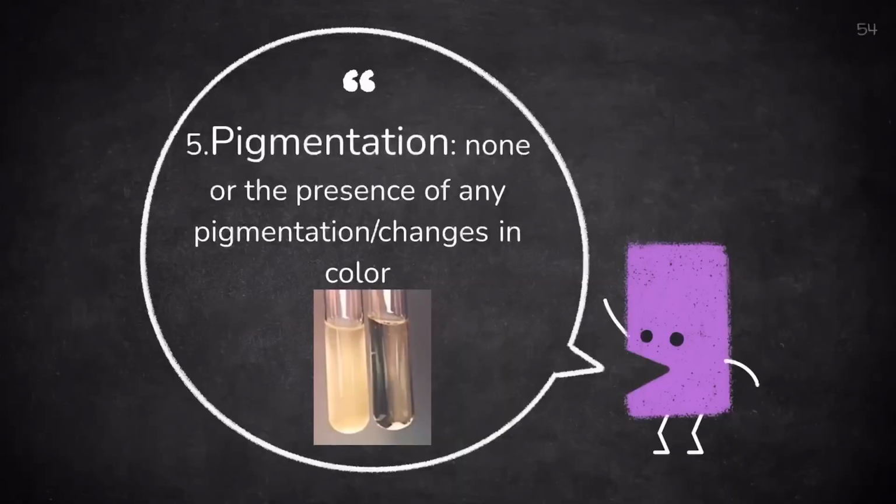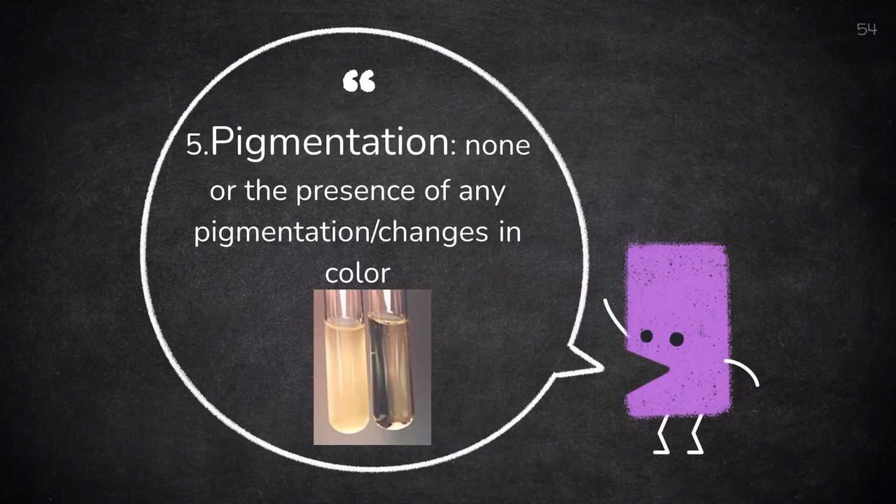And the final characterization of a bacterial culture in a nutrient broth is pigmentation. This could be identified as either none or any presence of pigmentation or changes in color in the liquid medium.